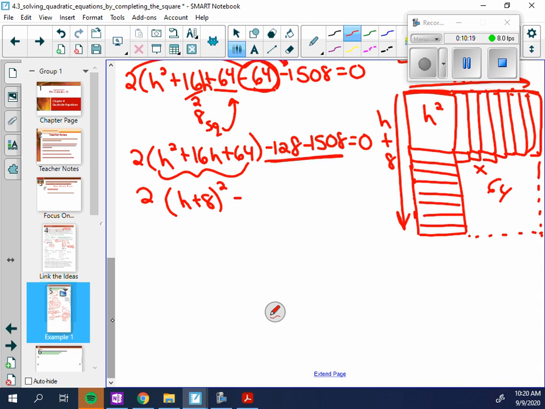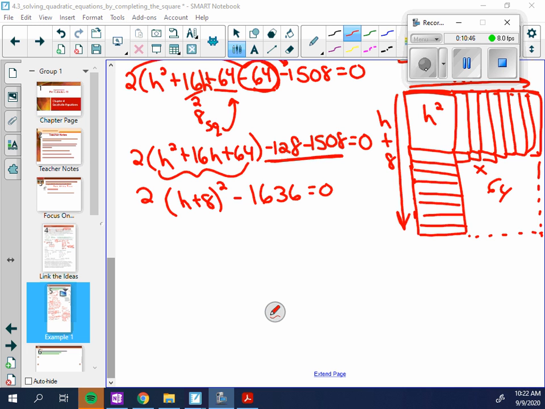What'd you get? I don't have that number on my page. Should be 1,600... 1,636? 1,636? Who agrees with them? Okay, good. All right. So that's how you get it into perfect squares. Or sorry, that's how you get it into vertex form.